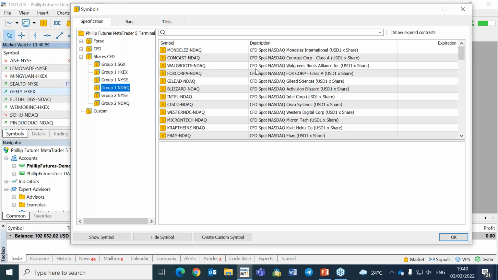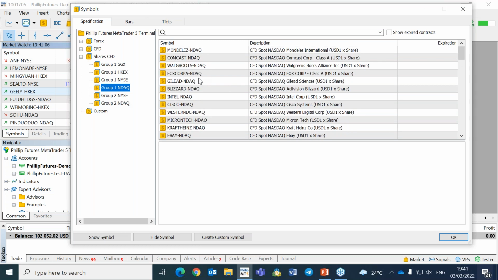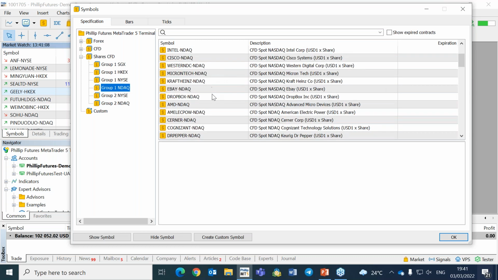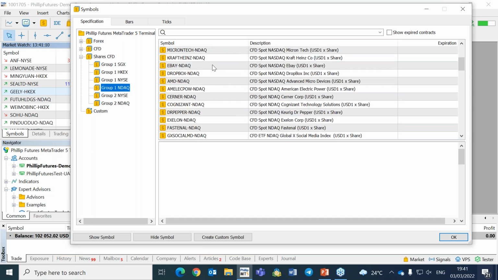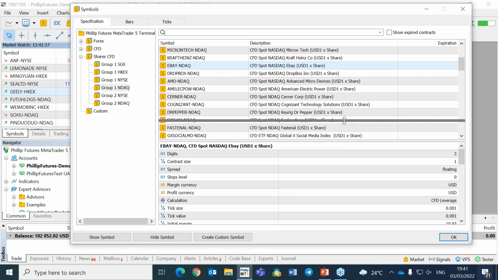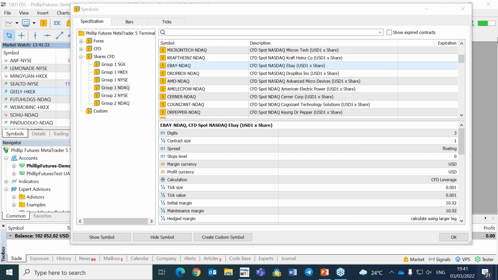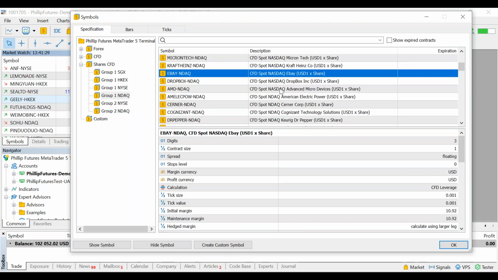Okay, so under each of these folders, you can read more about this specific contract. So let's say we can go to eBay. Okay, so when you click on the eBay here, the contract specifications will be displayed down here. Okay, so the contract specification will be shown down here.